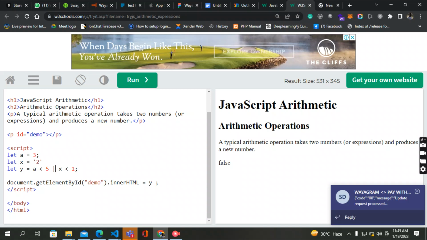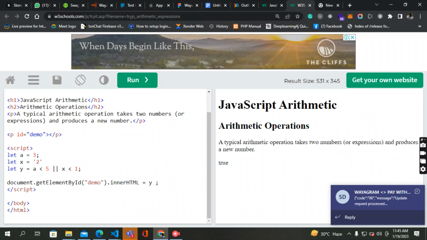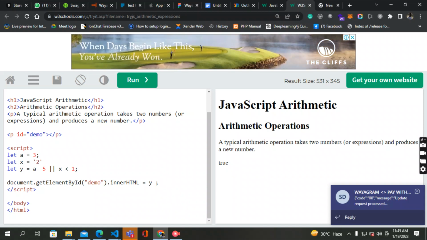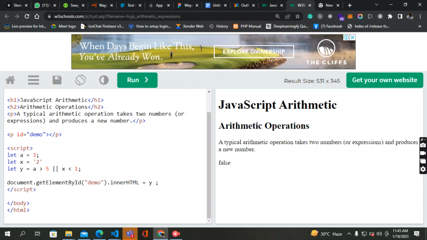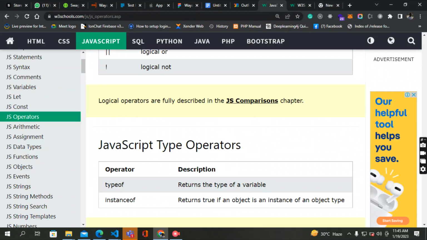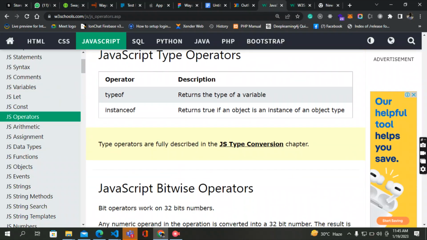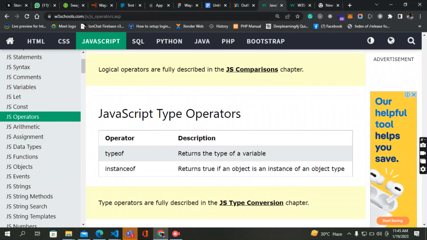That is and. Okay, let's do for or. So or means one of them has to be true before this returns true. So since one of them is true, it is true. But immediately the two of them are false, it will become false. And that is what or is doing. So that's for the logical operator.